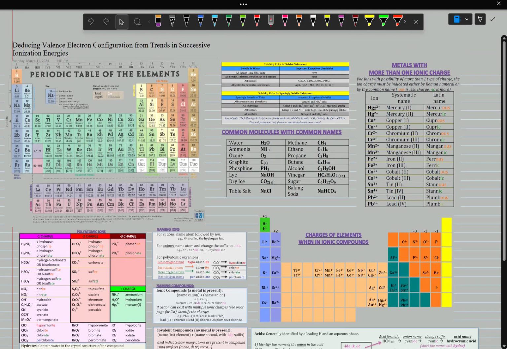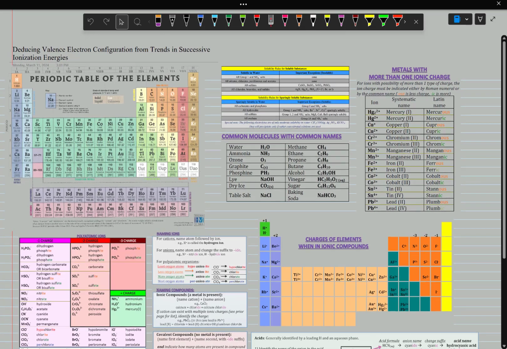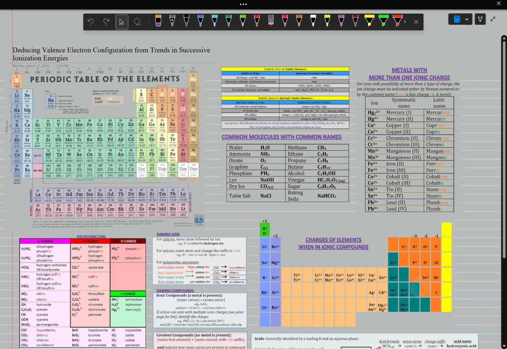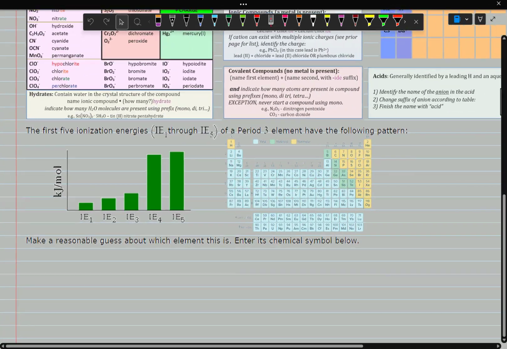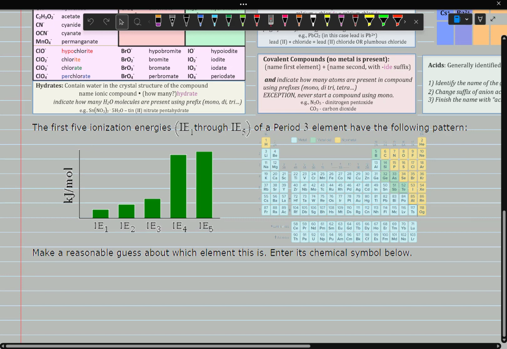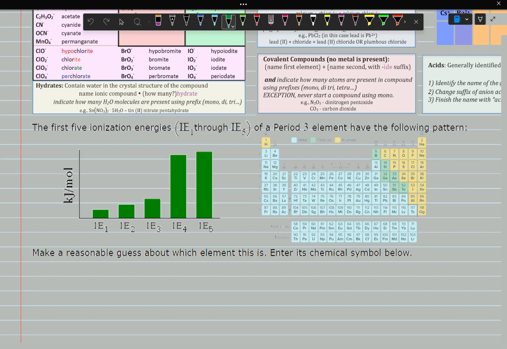In this one, we are going to be deducing valence electron configuration from trends in successive ionization energies. That is a mouthful, but let's take a look at the problem. It says the first 5 ionization energies, IE1 through IE5, of a period 3 element have the following pattern. So we have energy 1, 2, 3, 4, and 5, and we want to find out what this element is.